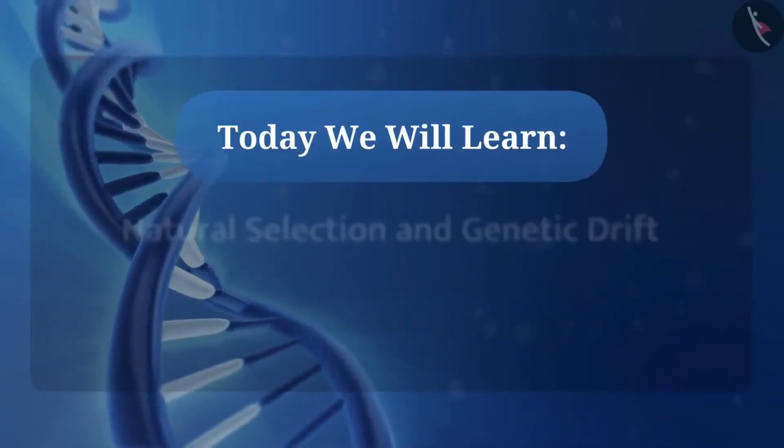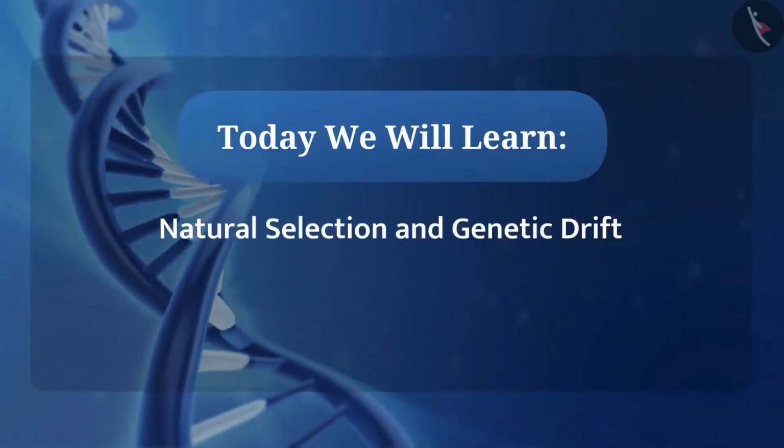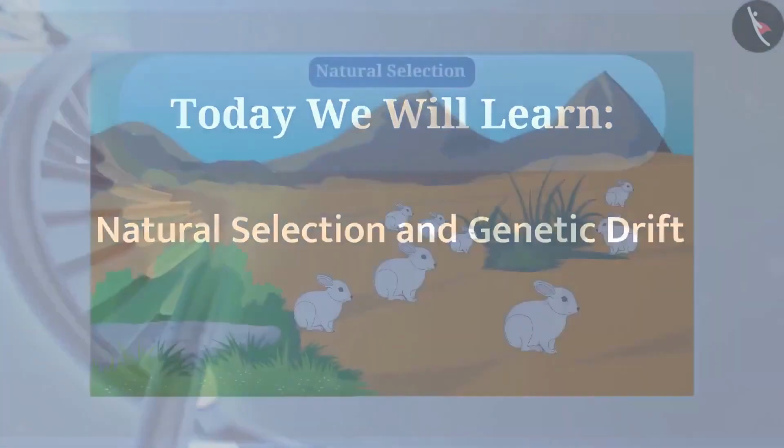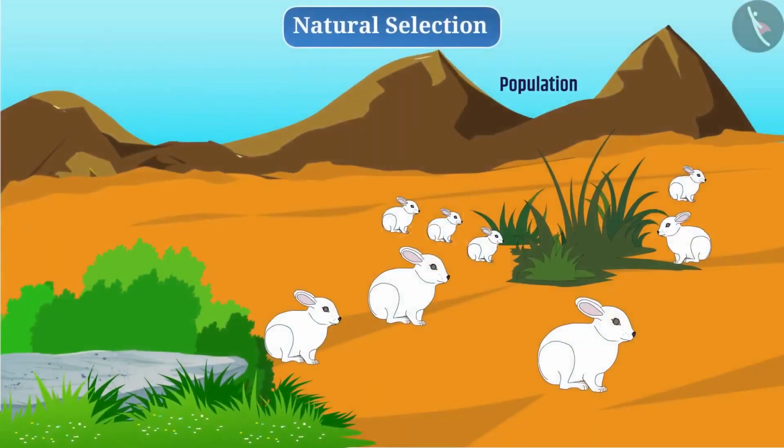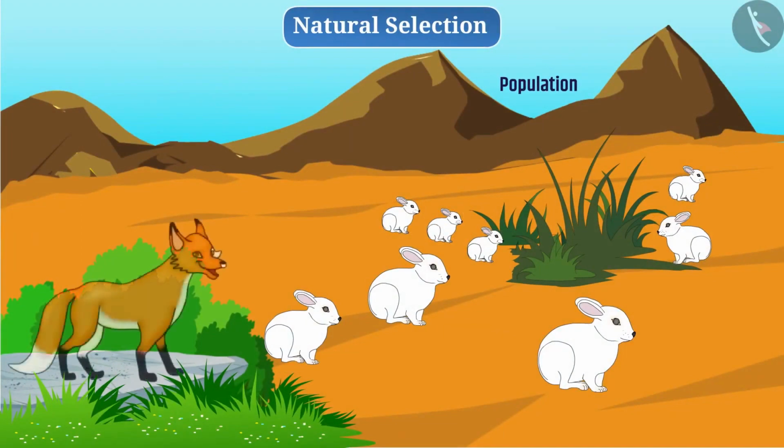Learn about natural selection and genetic drift. There is a population of white rabbits residing on a hill. Sometime after, a fox comes to live on the hill. The fox hunts these rabbits for its survival. Gradually, the number of rabbits on the hill decreases.